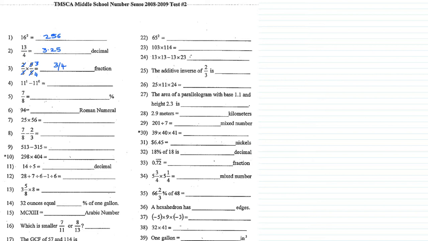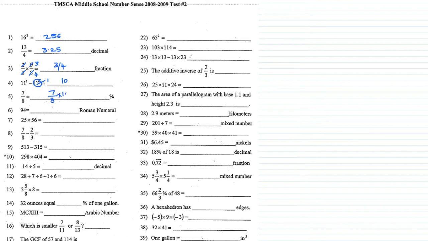11 to the power 1 minus 11 to the power 0. Anything raised to the power 0 is 1. So this number is nothing but 1, and then 11 to the power 1 is 11, so 11 minus 1 will be 10.